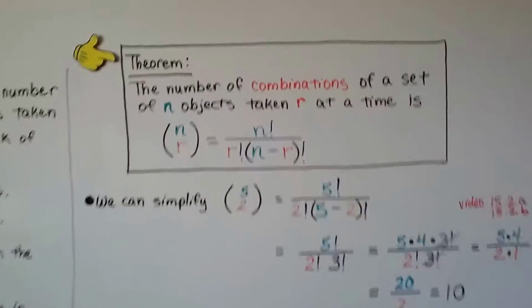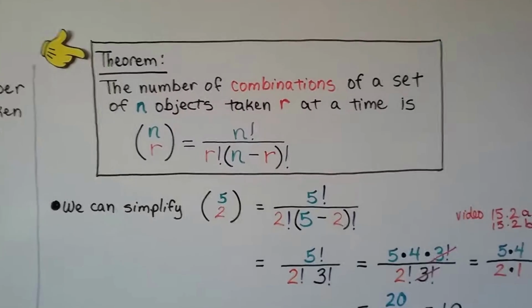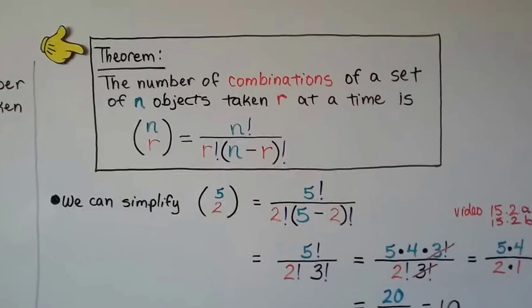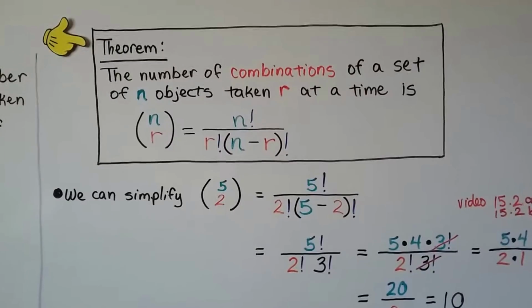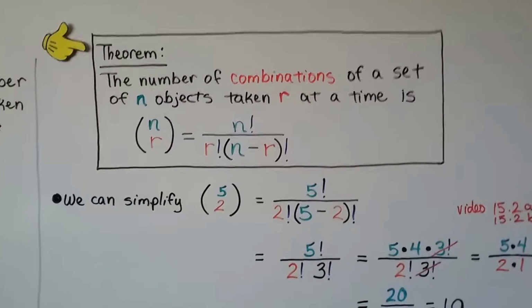The number of combinations of a set of n objects taken r at a time is n choose r equals n factorial divided by r factorial times n minus r factorial.